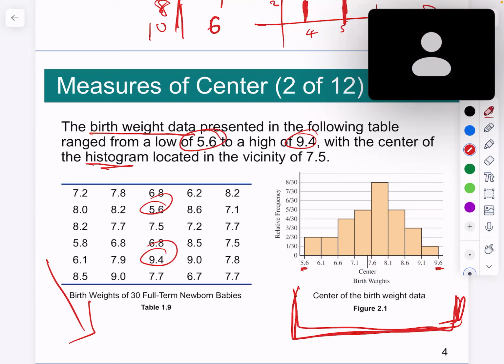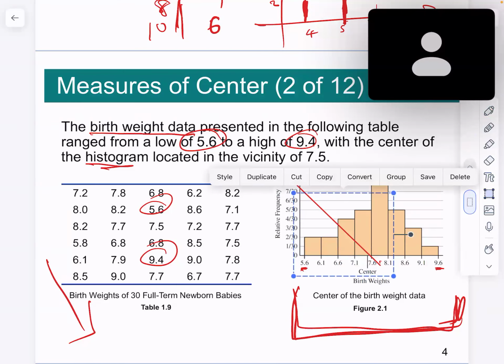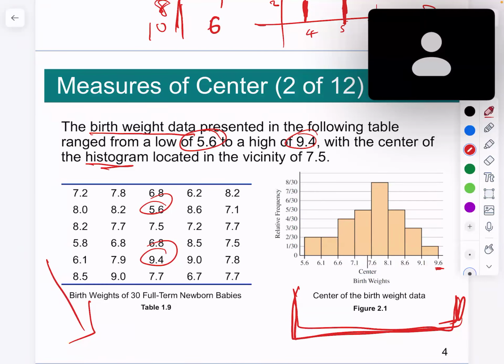Now, in the histogram, the one that has the highest frequency is 7 point something, which is here. The frequency is 8. See that? The frequency of this one here is 5. The frequency of this is 2. This is representing data with a graph.